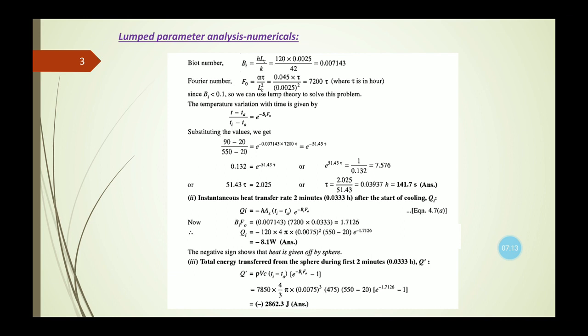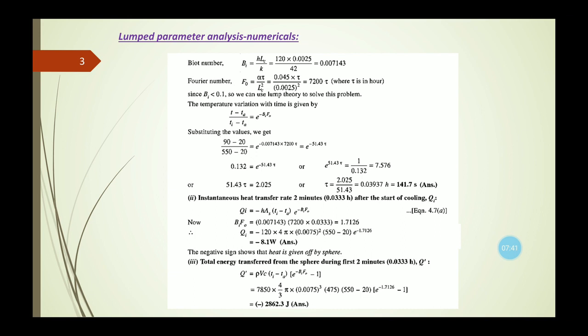The next part of this question is to find the instantaneous heat transfer rate 2 minutes after the start of cooling. So 2 minutes is equal to 0.0333 hour. To find this instantaneous heat transfer rate, the formula is minus hA into temperature difference into e to the power minus Biot number multiplied by Fourier number.